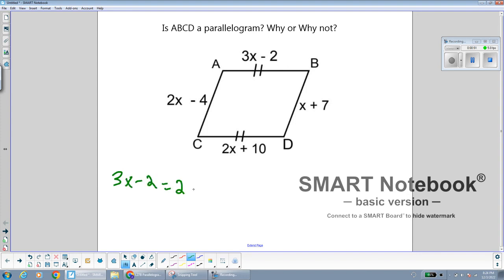So I can find x, and then I can see if the other two sides are also congruent, which would make it a parallelogram. Adding 2 to both sides and subtracting 2x from both sides, I have x is equal to 12. Now, if I plug in, 12 times 2 is 24, minus 4 is 20. 12 plus 7 is 19. So no, ABCD is not a parallelogram because both pairs of opposite sides are not congruent. Remember, it's not just one pair of opposite sides, it's both pairs of opposite sides congruent to be a parallelogram.